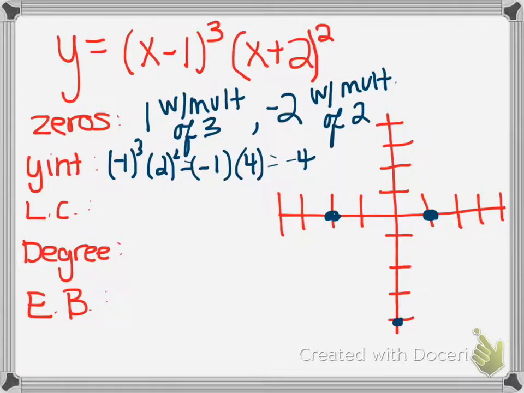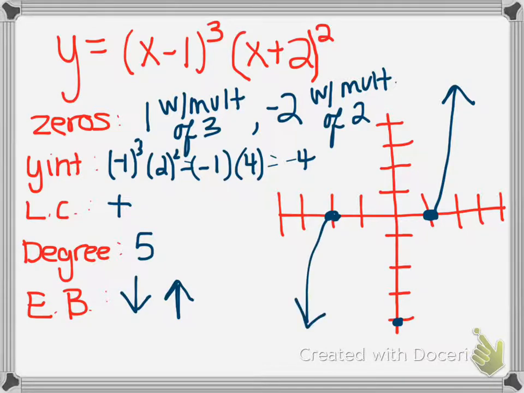My leading coefficient is positive, so it's going to end up on the right side. My degree is 5 because of the multiplicity of 3 and 2. So since it's odd, my end behavior is opposite. So now we need to connect, but keep in mind we have multiplicity.